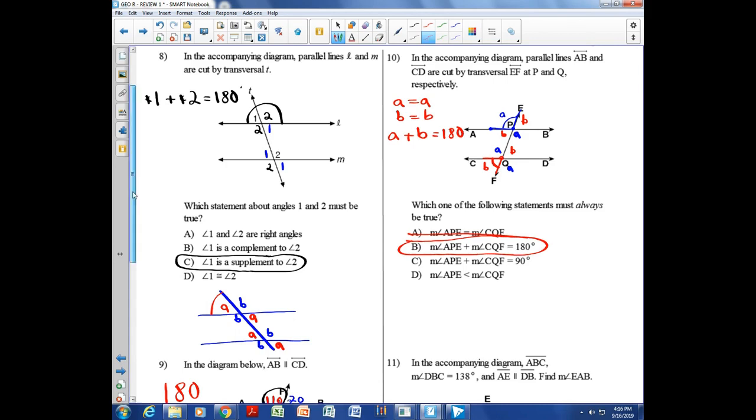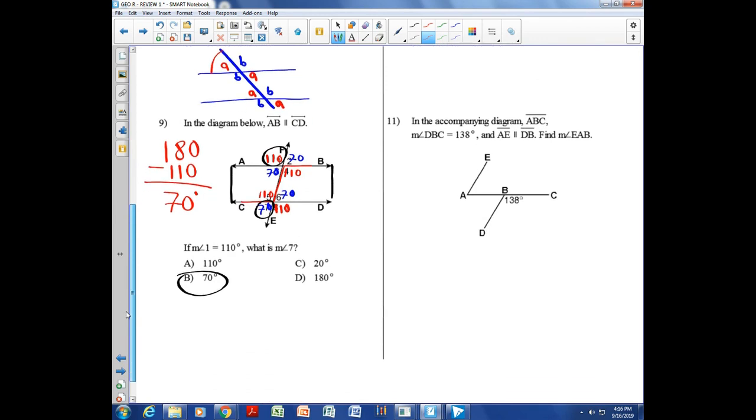Okay. Last regular question before the constructions, number 11. In the diagram, line ABC, the measure of angle DBC is 138 degrees. I can see they put that angle in there for me, angle DBC. And AE is parallel to DB. When it's parallel, I'm going to put my little arrows. There's an arrow, and there's an arrow.